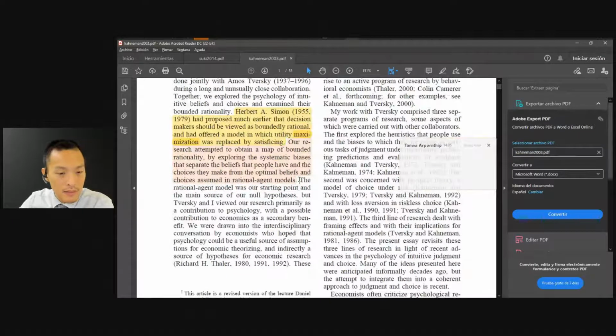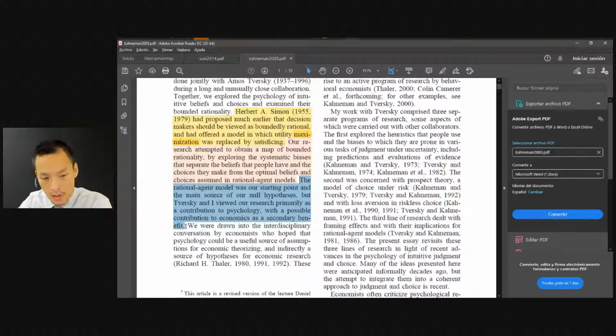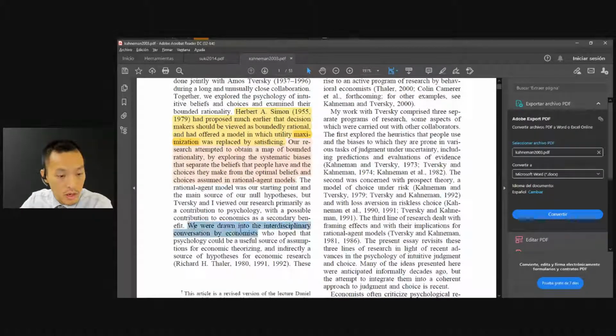So then Daniel Kahneman kept going, and then he said, the rational agent model was our starting point and the main source of our null hypothesis. And then they view their research as a contribution to psychology with a possible contribution to economics as a secondary benefit, right? So then he's saying, calm down, economists. We started off as a psychology experiment with maybe some uses in economics. But it turns out that we were drawn into the interdisciplinary conversation by economists who hoped that psychology could be a useful source of assumptions for economic theorizing.